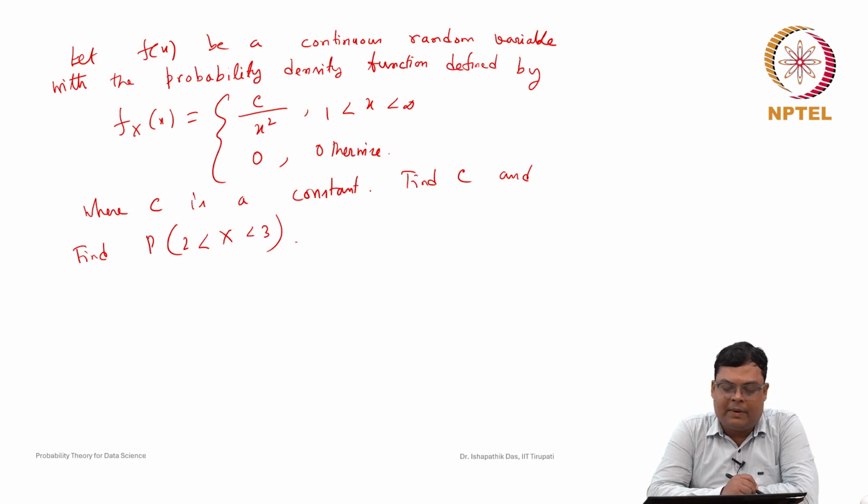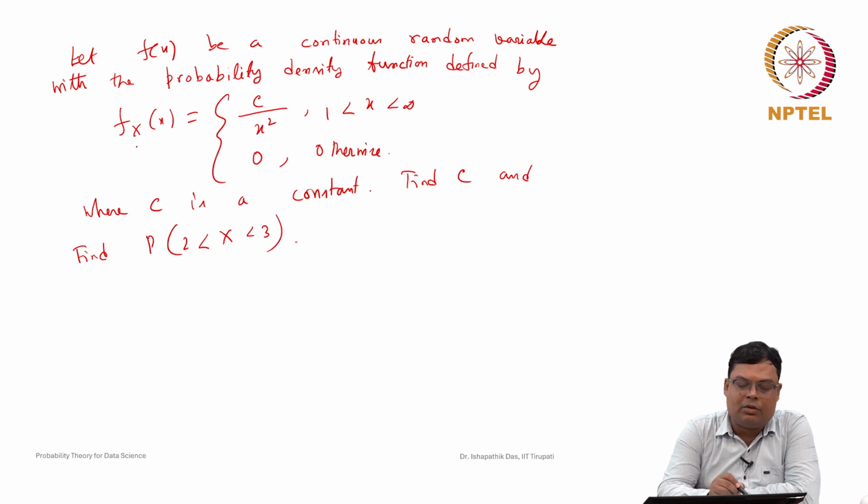So, now how can we find this? Here we have to check some of the important properties of the probability density function. So, what are those properties? f_X(x) will always be greater than or equal to 0. Here you can see that if c is positive, then it will always be greater than or equal to 0.